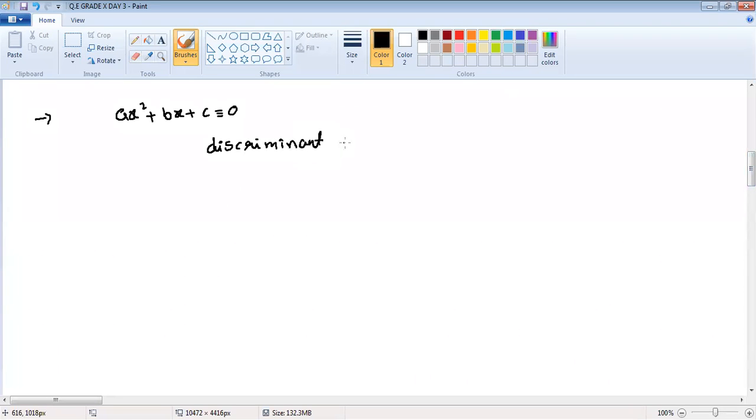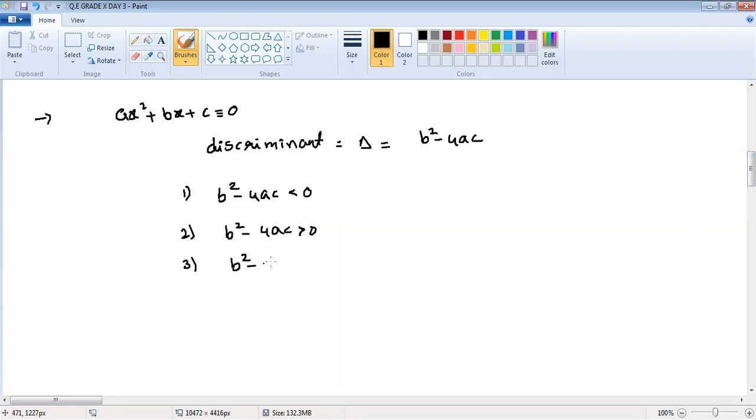The discriminant, that is called delta or D, is b square minus 4ac. How do you need to check this b square minus 4ac? We have to check if it is less than 0, greater than 0, or equal to 0. Number one, b square minus 4ac less than 0. Second case, greater than 0. Third case, equal to 0.